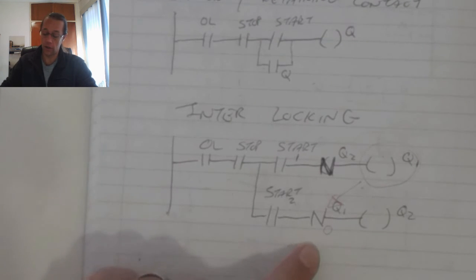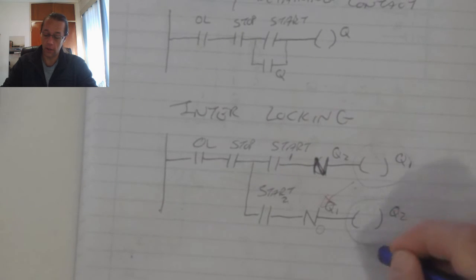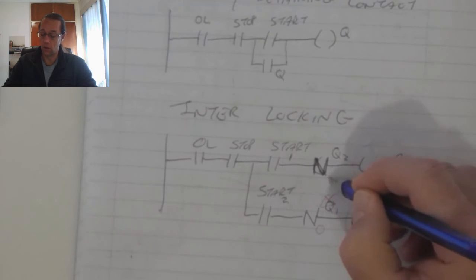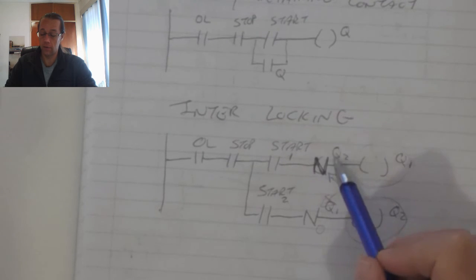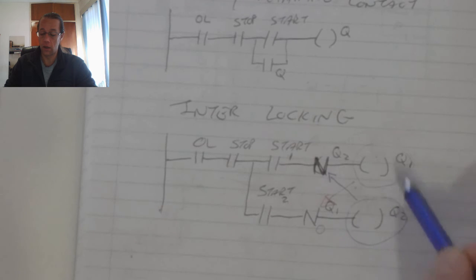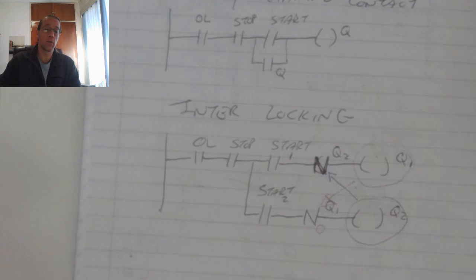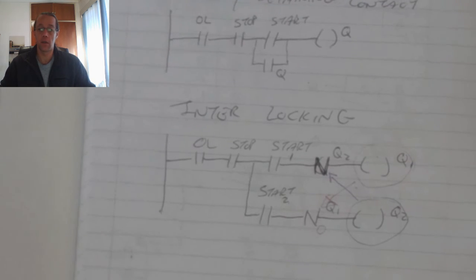And the same applies in the opposite direction, where the Q2 output controls this interlock, so that I cannot have Q1 and Q2 active at the same time. This is specifically used for complex systems where a motor switches from one state to another, and by applying interlocking I am forcing an inability for those two motors to actually operate in both conditions at the same time.